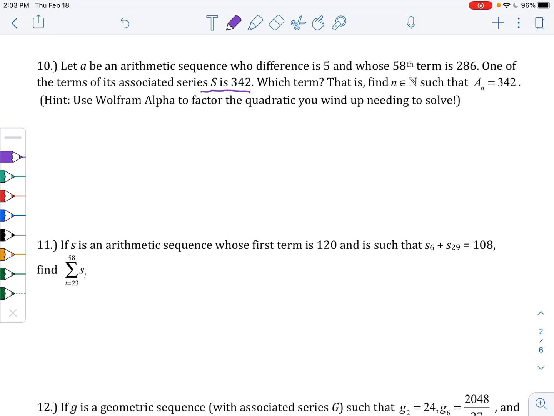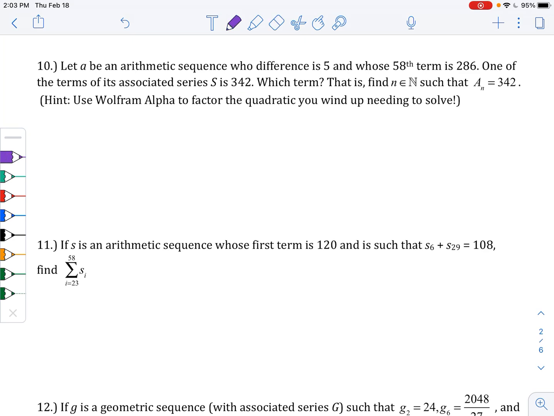Now, when they're saying that, remember, terms of its associated series, that capital S, now we're talking about the sums of all those terms, you follow? And it says which term that is, so what number of terms is going to sum up to 342 is what that question's asking. Okay, fine. So here's what we're going to do.